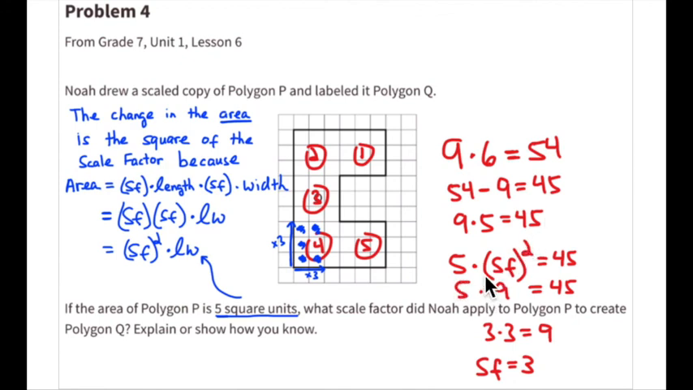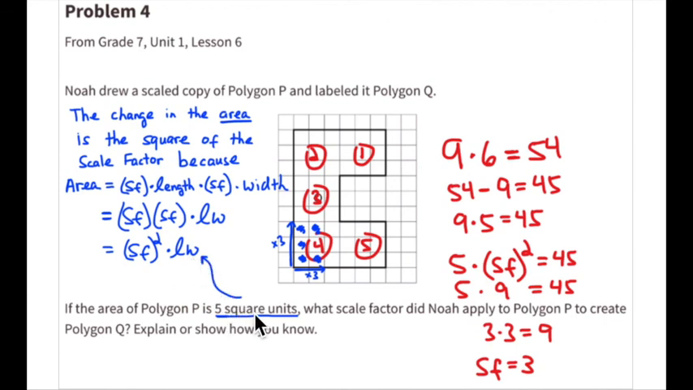for area, you're going to use the square of the scale factor. The reason you use the square of the scale factor is over here. The change in area is the square of the scale factor because the area is the length times the width. But if you multiply it by a scale factor, it's the scale factor times the length times the scale factor times the width. Well, scale factor times scale factor is the square of the scale factor, and that's times the length times the width.